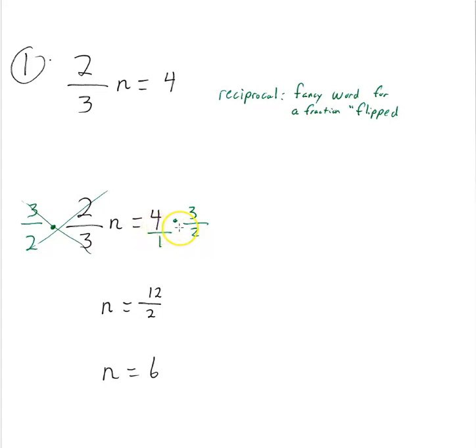Now I have to do the multiplication over here. When you multiply fractions, you just multiply straight across. 4 times 3 is 12. 1 times 2 is 2. Of course you have to simplify it, and 12 divided by 2 is 6. So we get 6 as the answer. Okay, let's go on to the next one. Sorry, that turned a little blue.